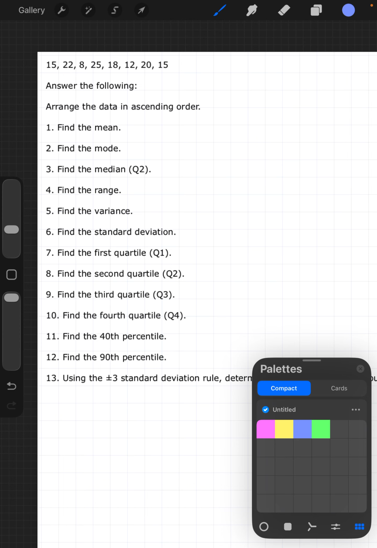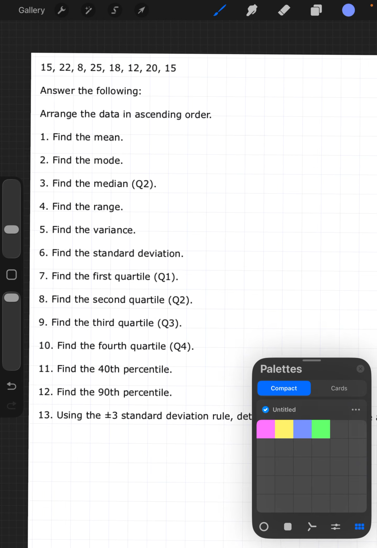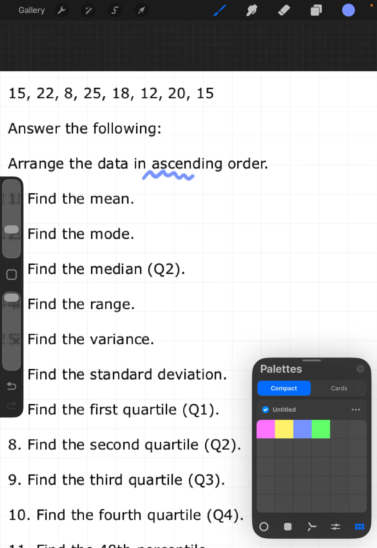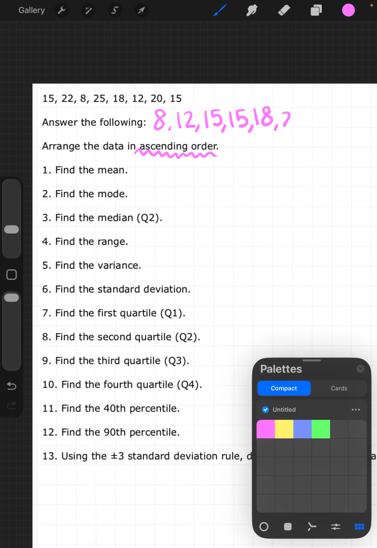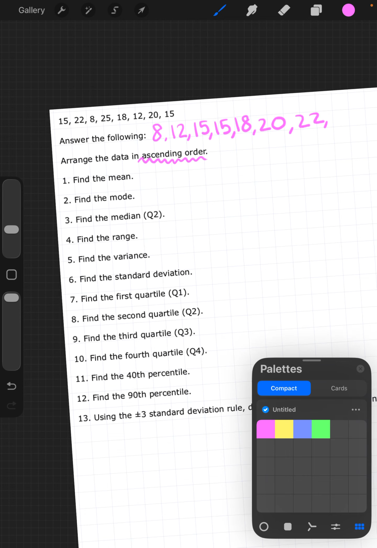So the first thing we want to do is to put the data in ascending order if it's not in already. So ascending order, which is gonna be 8, 12, 15, 15, 18, 20, 22, and 25.